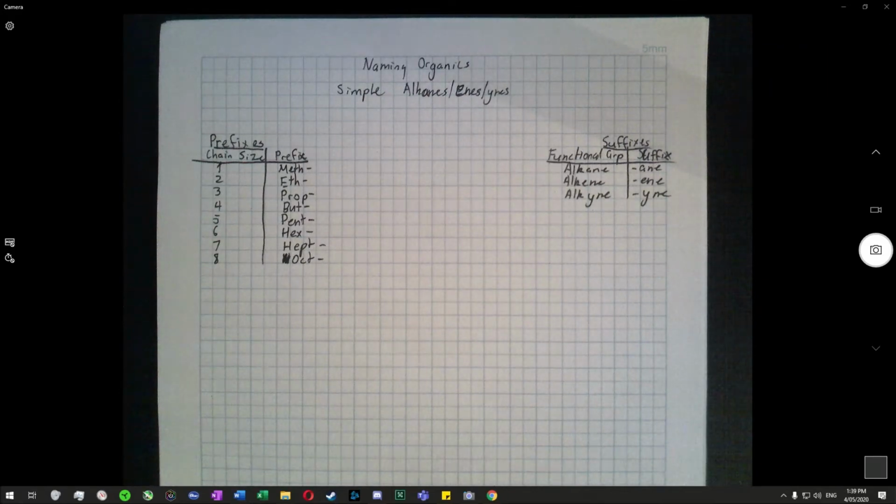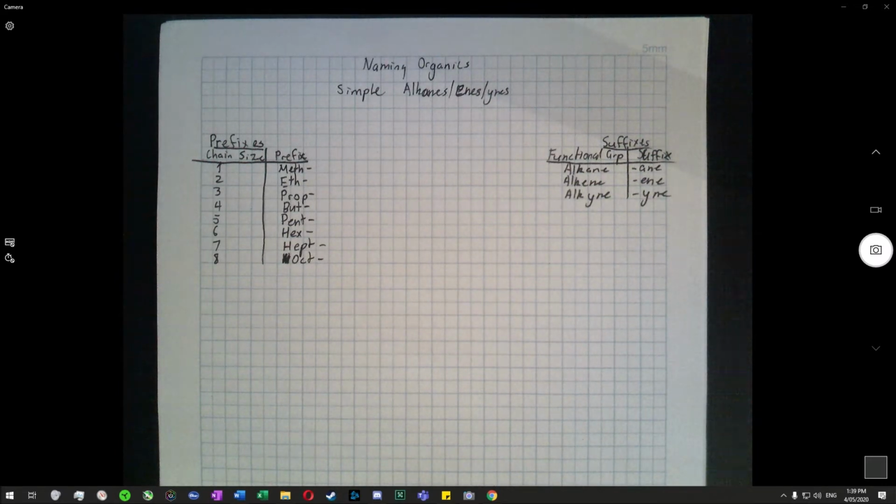Hello again. In this section, what we're going to start doing is looking at how to name an organic chemical. And we're going to be looking at some simple chemicals that will get more in depth, but here we're just learning the basics for the moment. We're looking at naming alkanes, alkenes, and alkynes.